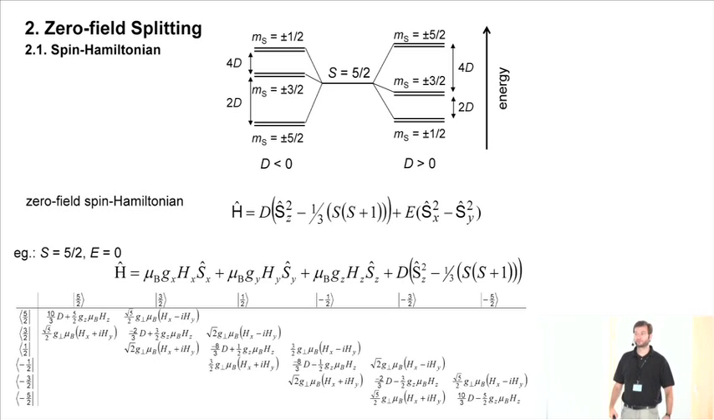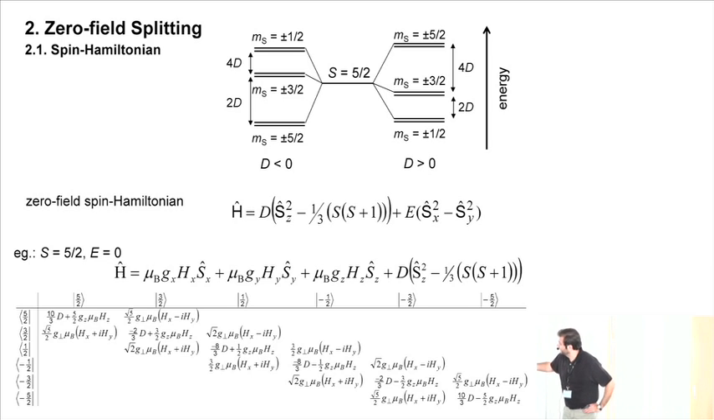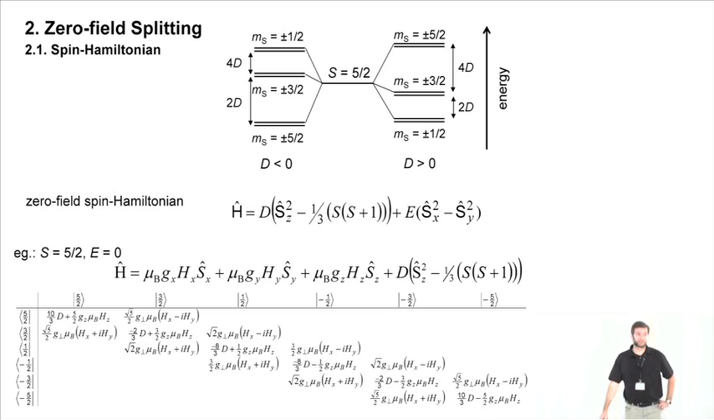And this now acts on our spin wave function, and if we have S equals 5/2, we have M_S as plus 5/2, plus 3/2, plus 1/2, minus 1/2, minus 3/2, and minus 5/2. And this is now our spin Hamiltonian matrix for this system. Our wave functions are now written only by the M_S value, 5/2, 3/2, 1/2, minus 1/2, minus 3/2, minus 5/2. And we obtain these matrix elements. How you get it? We have learned it in the morning.